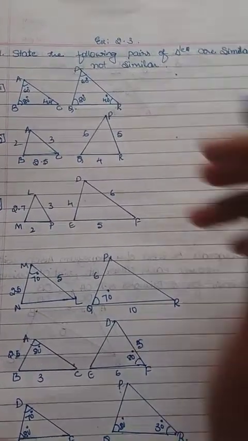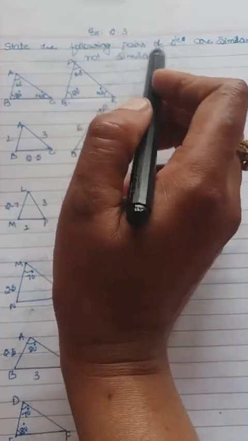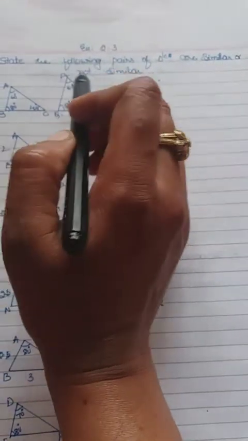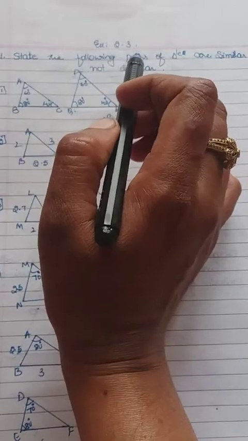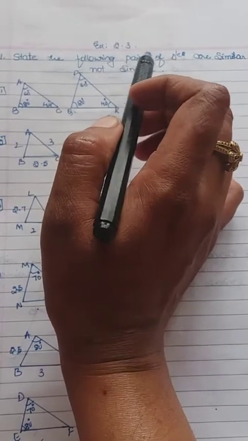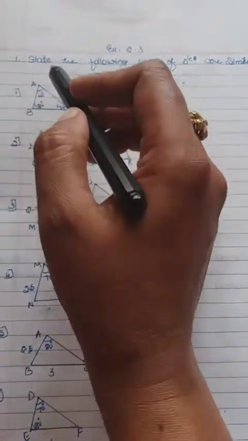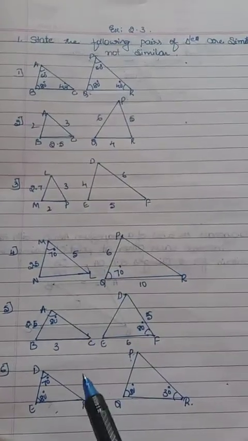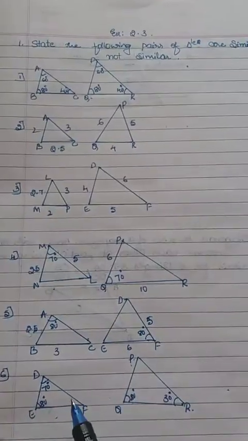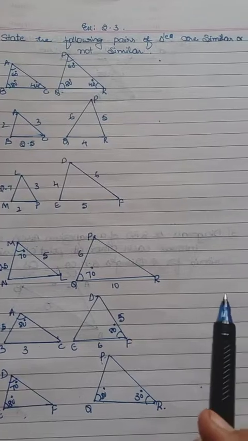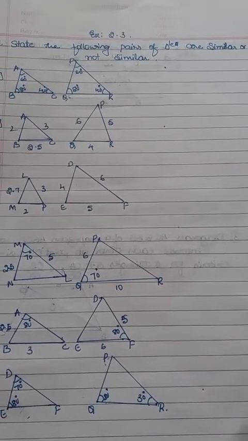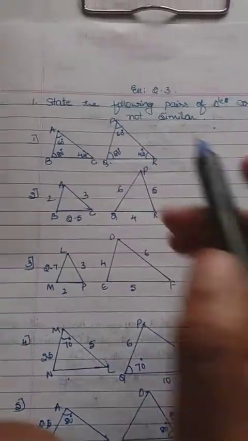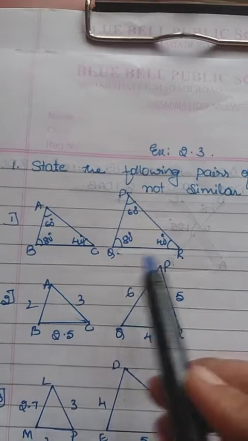Here the first sum is: state whether the following pairs of triangles are similar or not similar. By using the similarity criteria, we want to prove whether the following triangles, the six pairs of triangles they have given, are similar or not similar. Let us take the first one, the diagram ABC and PQR.